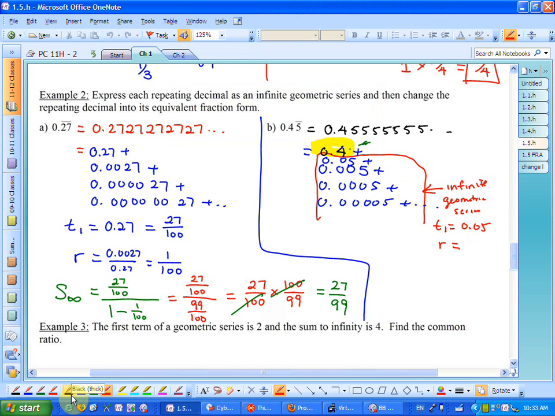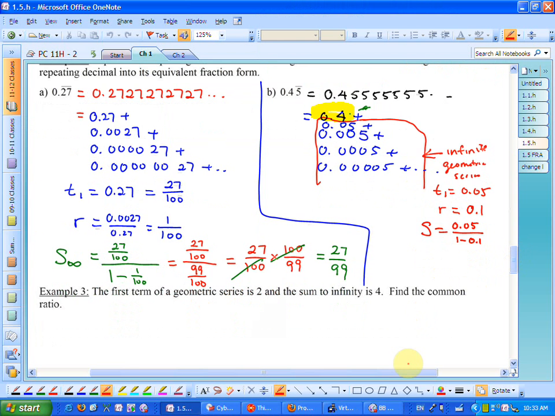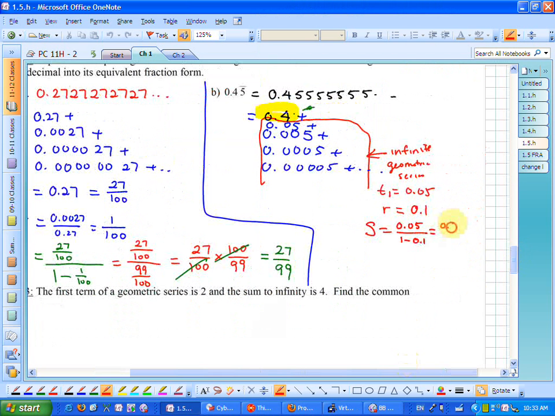Can someone suggest to me what R is equal to? What's R in this case? R, I know, but what's the actual number? 0.1, good. So from here, hopefully you can now figure out the sum of this part, which is just 0.05 over 1 minus 0.1. For those of you who did that, I believe it's 0.05 over 0.9, which is 5 over 100 times 10 over 9, which gives us 5 over 90.